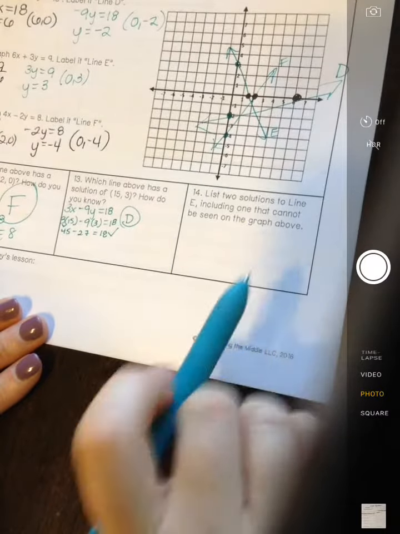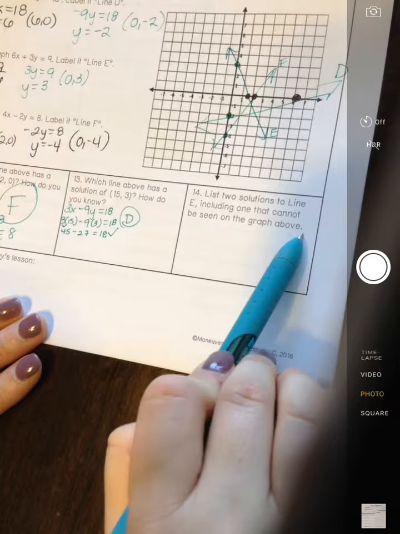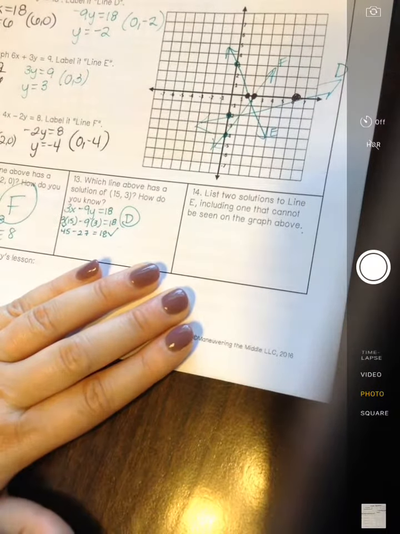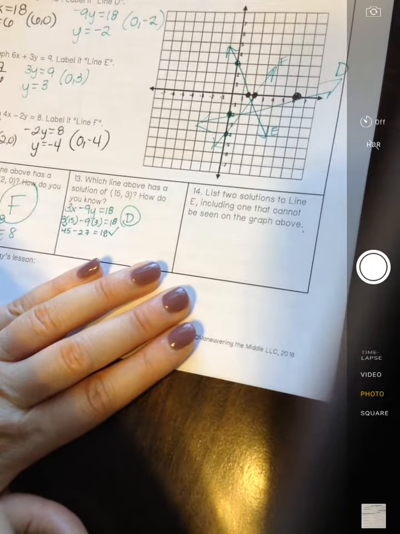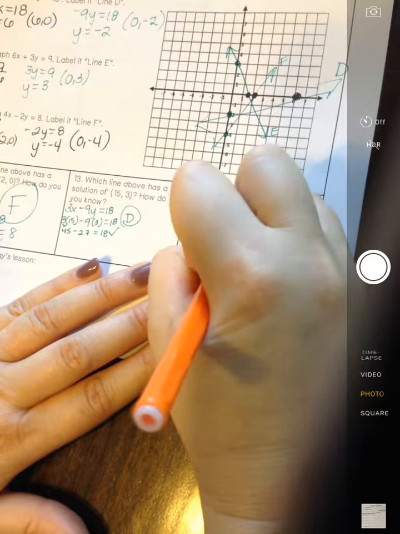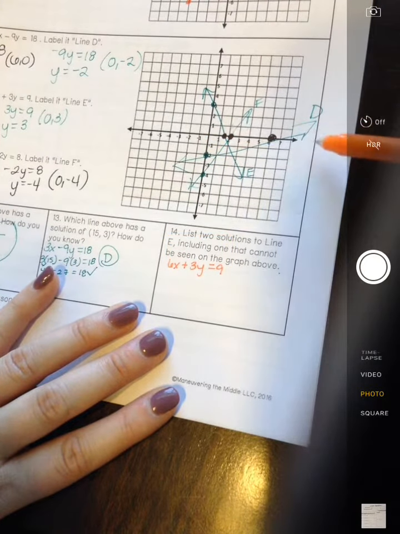14, list 2 solutions to line E, including one that cannot be seen on the graph. So E is the only one we haven't done. So again, let's pick the equation out. So for E, we had 6x plus 3y equals 9. I want to pick any point I don't see. So just pick an x that's not on here.